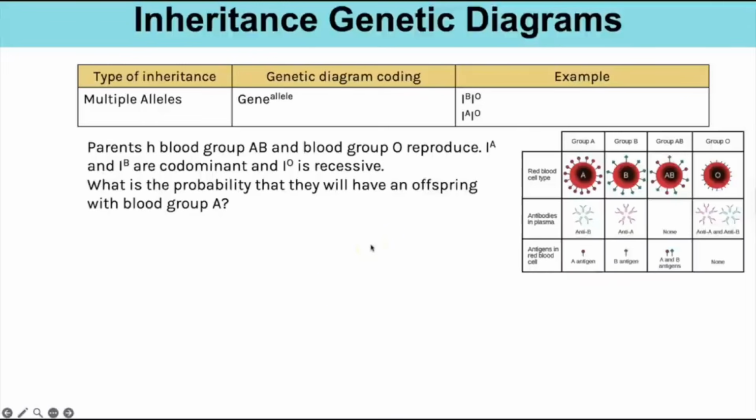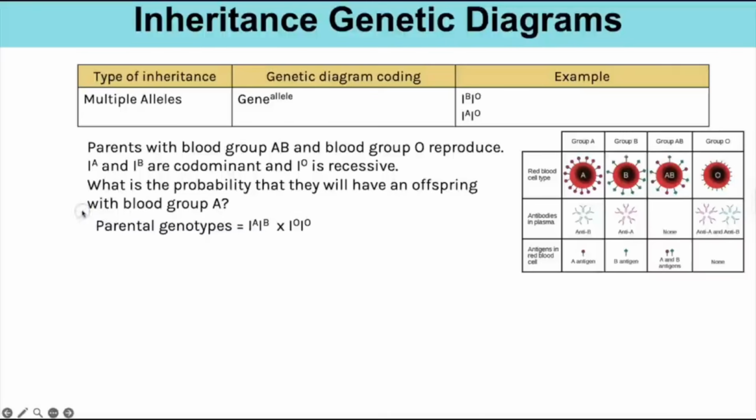So if we have a look at a genetic cross example, as I said, this is not on the spec, that you need to know blood groups. So they would have to give you information about it to be able to work it out. But I went through it because it's a relatively common example, or at least it used to be. So we're told we've got parents with blood group AB and blood group O reproducing together. In the question, we're then told IA and IB are codominant and IO is recessive. What is the probability that they will have an offspring with blood group A?